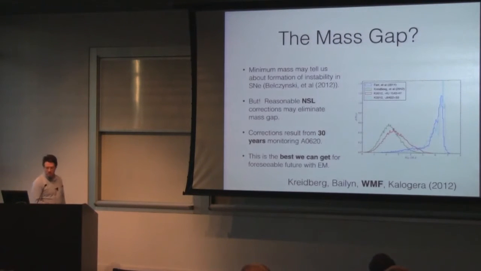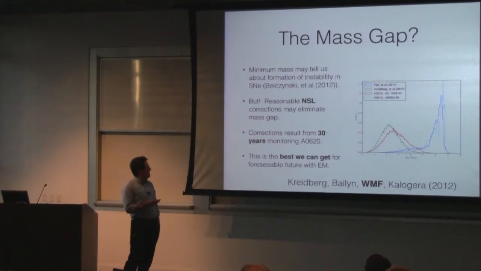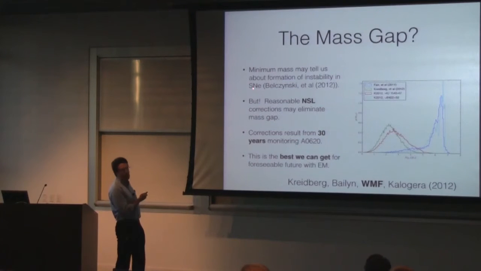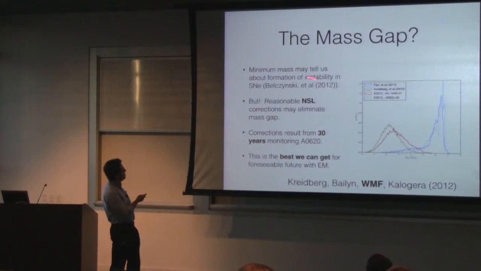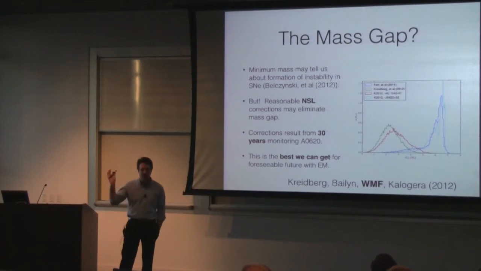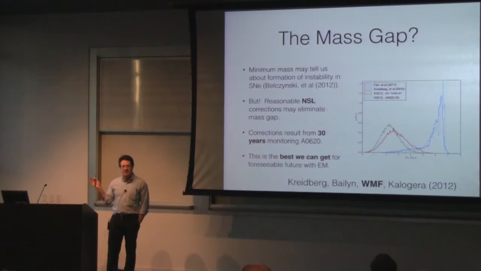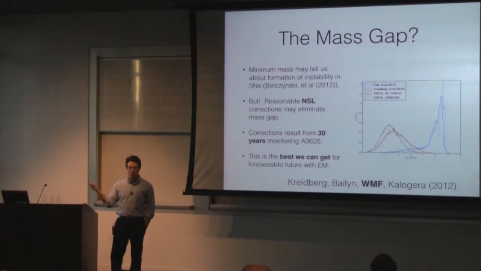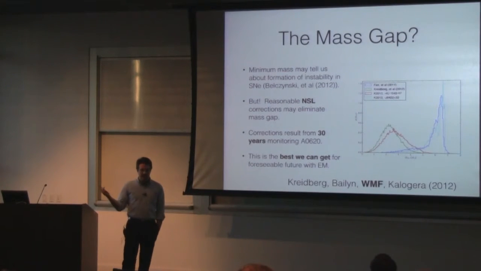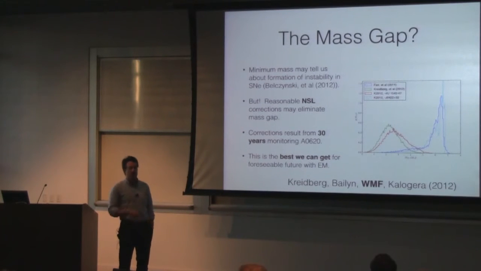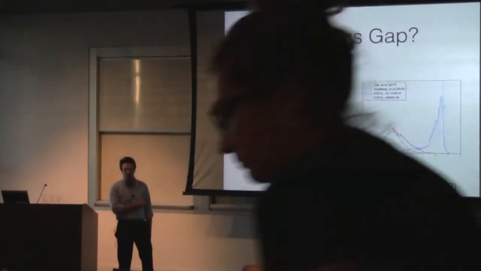Okay? The mass gap. So the minimum mass, we think, may be telling us something about the way instabilities form in supernova. I'm not going to go through the details, but if you read this paper by Chris Belczynski and Chris Fryer and Vicky Kalogera, Dan Holz, some other people, they argue that you get a mass gap exactly when the onset of the instability in the supernova explosion is rapid. And when the onset of the instability is delayed, you don't get a mass gap, you get a continuum. So if there is a mass gap, then the onset of the instability in supernova is prompt.